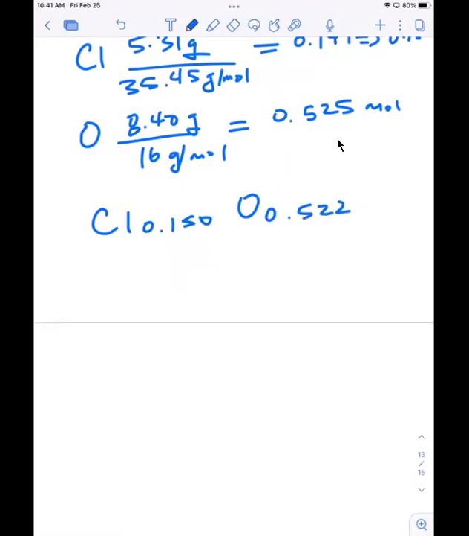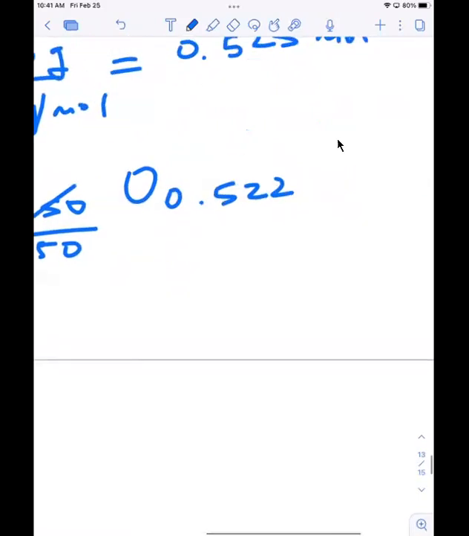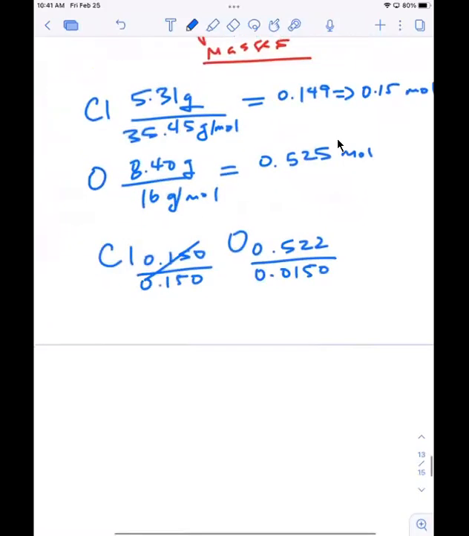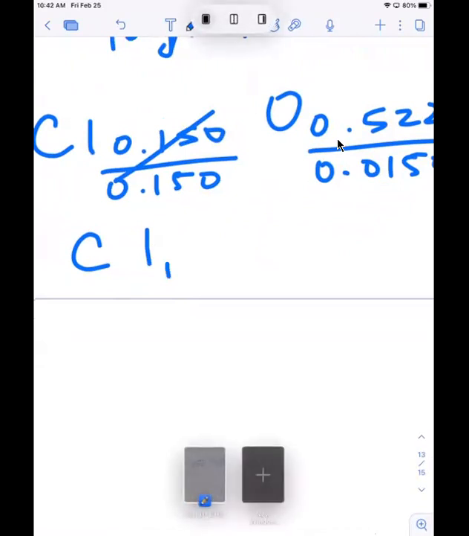Divide both sides by the smaller one. So we're going to divide this by 0.150. That's going to cancel. And we're going to divide this by 0.150. All right, what do we get from that? I'm just going to put the one in. You know that the one is not supposed to be there, but I'm going to put it in just for clarity for now. Well, it's not going to be one, actually.